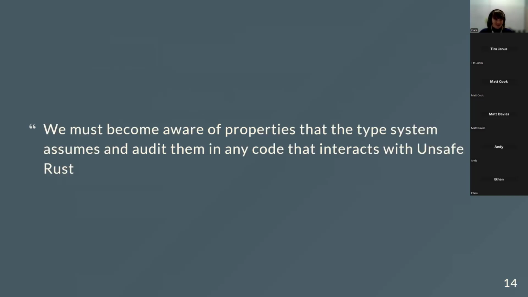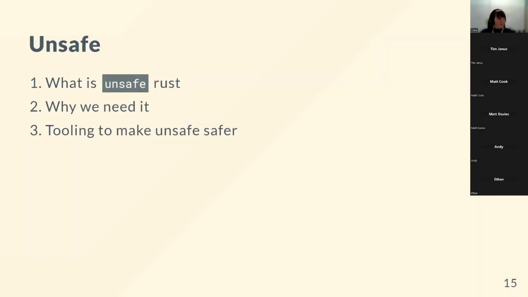And there's this quote: you must become aware of properties that the type system assumes and audit them in any code that interacts with unsafe Rust. And I think it's that awareness of the properties of the type system that is the crucial bit. When you're dealing with unsafe code, suddenly you're satisfying these prerequisites that you maybe didn't even know existed. So with this chapter, I broke it down into what is unsafe Rust, why we need it, and the tooling that's available to make unsafe Rust safer.